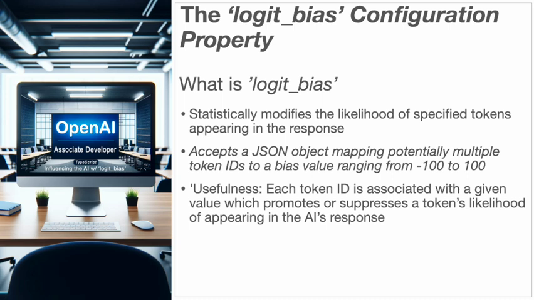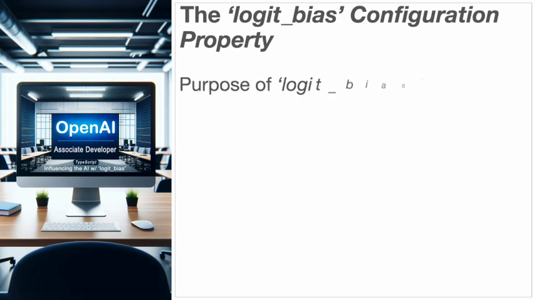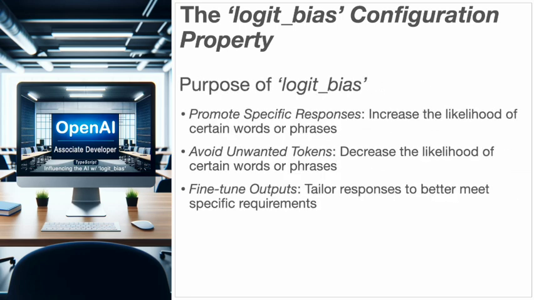The primary purpose of Logit bias is to give you finer control over the AI's responses by adjusting the probabilities of certain tokens. This can be particularly useful in scenarios where you want to: 1. Promote specific responses. This increases the chance of certain tokens to ensure specific words or phrases are included. 2. Avoid unwanted tokens. This decreases the likelihood of certain tokens to prevent inappropriate or irrelevant content. 3. Fine-tune outputs. Here, you tailor the model's output to better align with specific requirements or preferences.